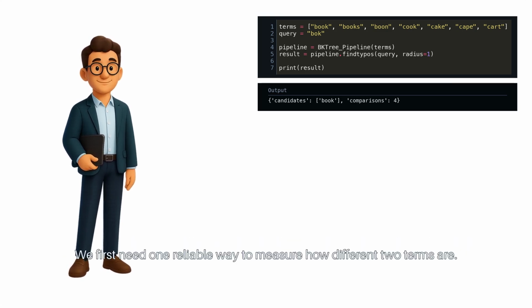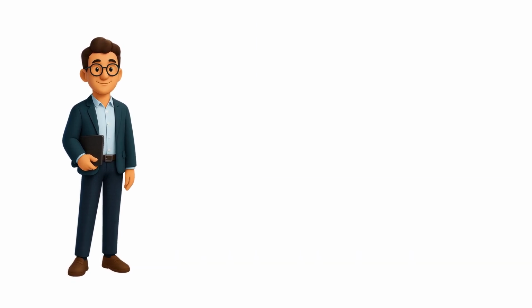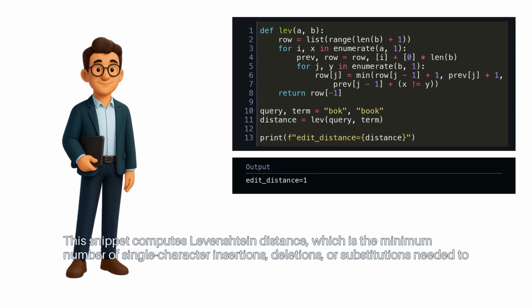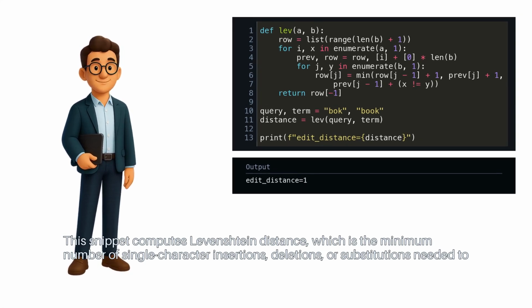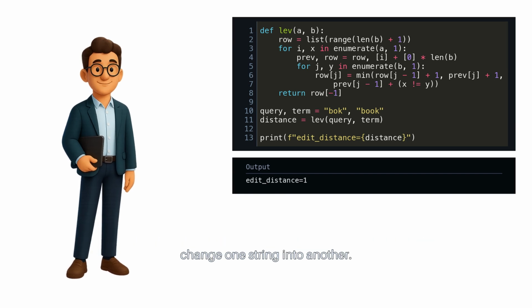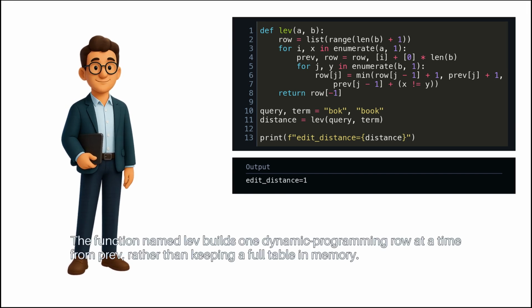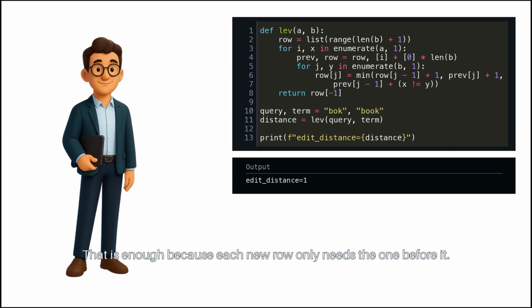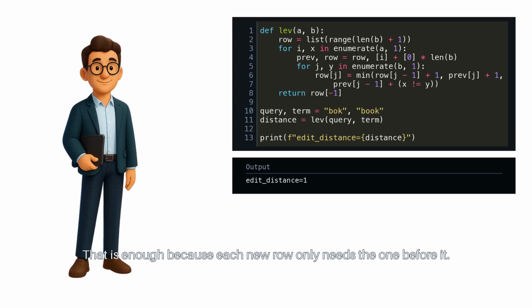We first need one reliable way to measure how different two terms are. This snippet computes Levenshtein distance, which is the minimum number of single character insertions, deletions, or substitutions needed to change one string into another. The function named lev builds one dynamic programming row at a time from prev, rather than keeping a full table in memory. That is enough, because each new row only needs the one before it.